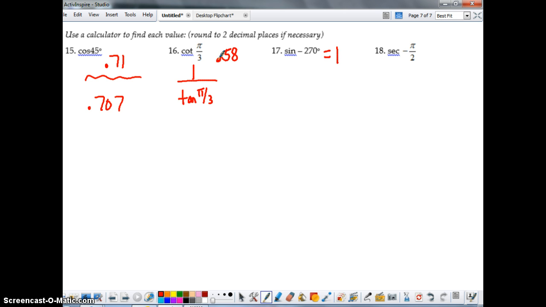And then number 18, secant. Secant matches up with cosine, so it's going to be 1 over cosine of -pi/2. All right, when I do that, the answer here is going to come out to be undefined. All right, let's talk a little bit more about why that is.